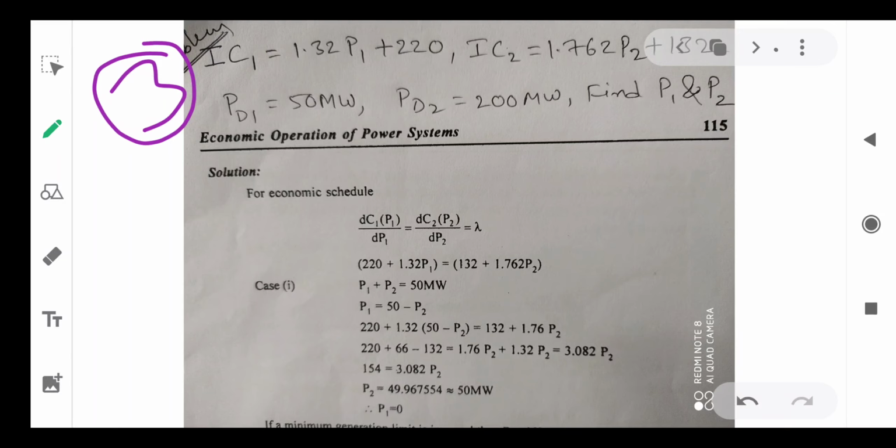our equations. For a coordination equation is specified as IC1 equal to IC2. Therefore dC1 by dP1 equal to dC2 by dP2 equal to lambda. By using that expression, you can use P1 plus P2 equal to 50. This is 1, this is 2. By solving 1 and 2, you will get P1 is equal to 0 approximately, P2 is equal to 50 megawatts. This is first case, PD is equal to 50 megawatts.